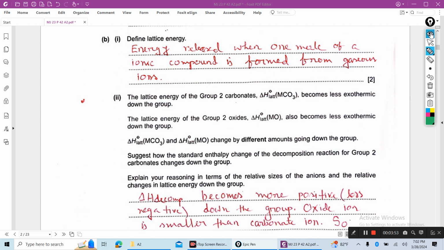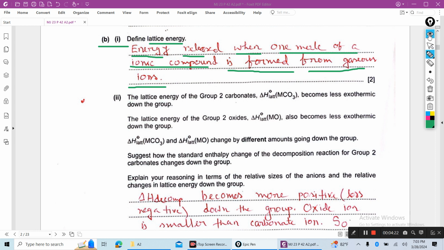Now definition, B1, define lattice energy. You know, energy released when 1 mole of an ionic compound is produced from gaseous ions. What is lattice energy? The enthalpy change when 1 mole of ionic compound is produced from its gaseous ions. This is the definition.